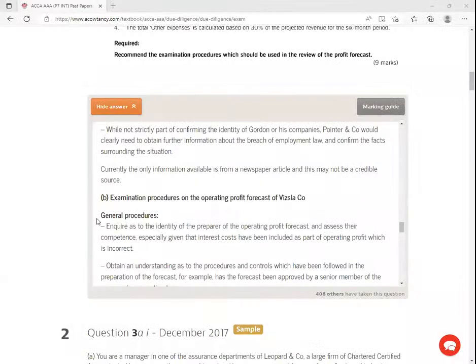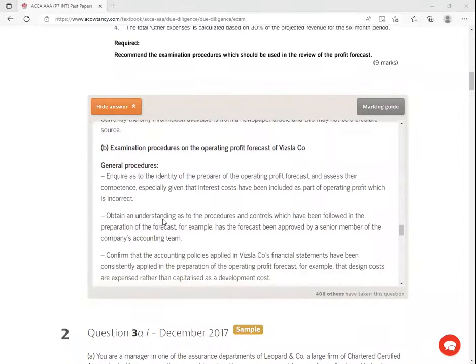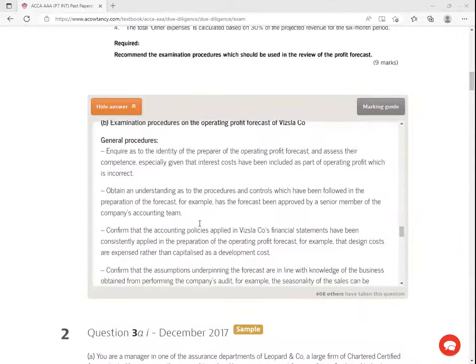achievability. So we are told here, general procedures: require the identity of the preparer of the operating profit forecast and assess their competence. Obtain an understanding as to the procedures and controls which have been followed in the preparation of the forecast. For example, has the forecast been approved by a senior member of the company's accounting team? So that approval, they should not just bring me something that has been done by a junior accountant down there and they're placing it on my desk. I would want to see some signs, signatures, right?